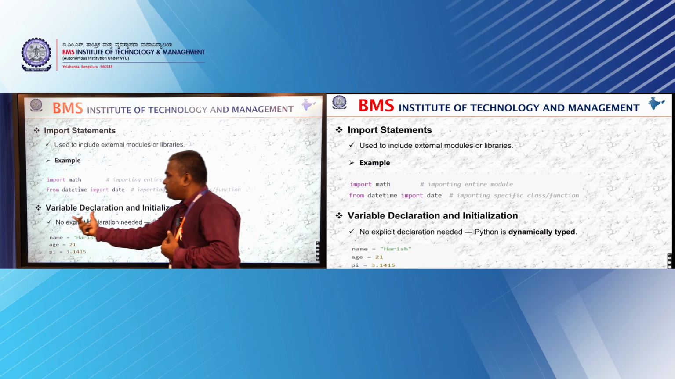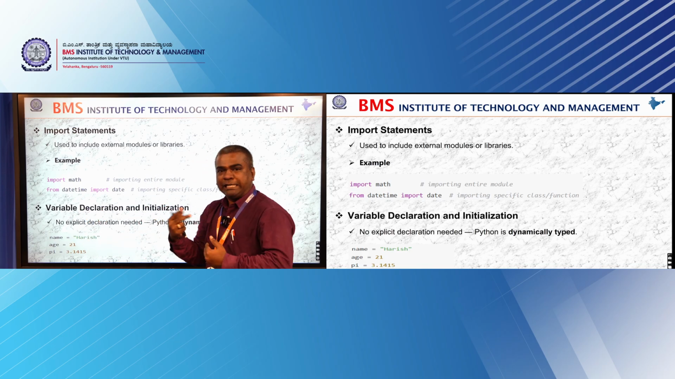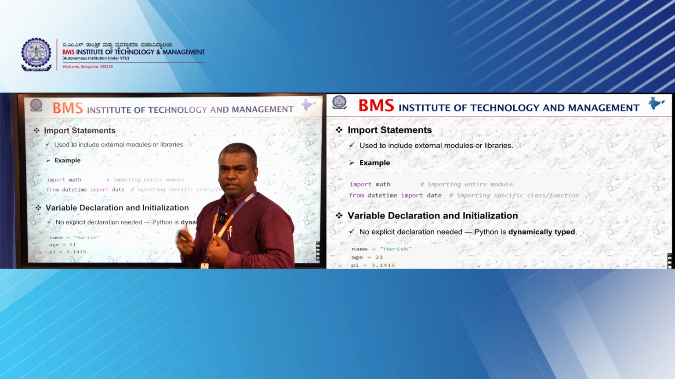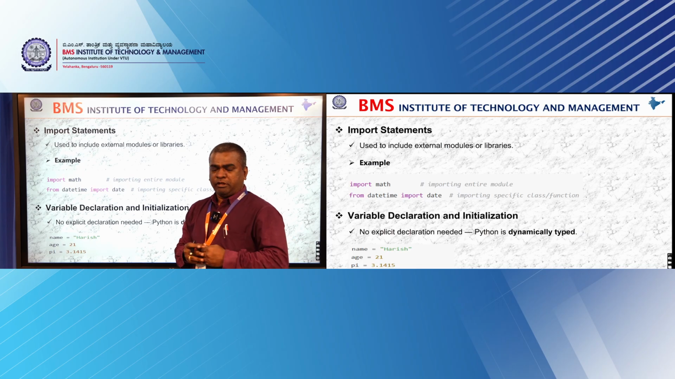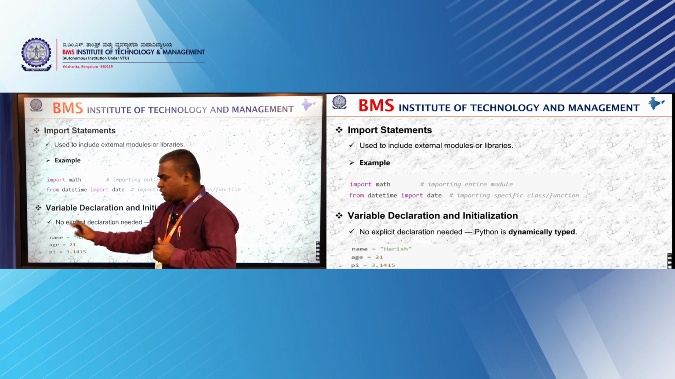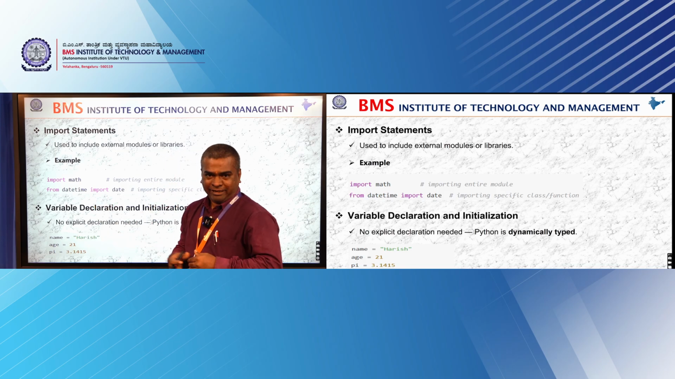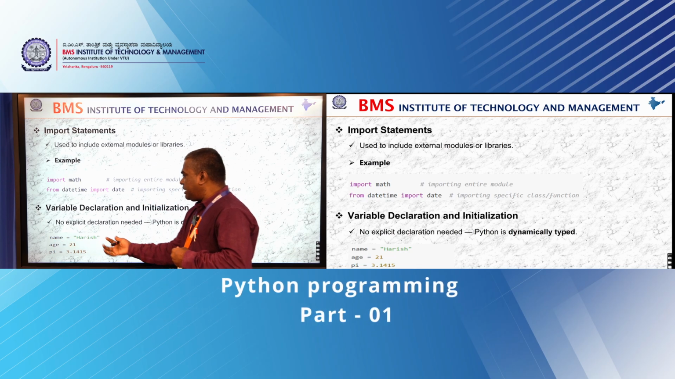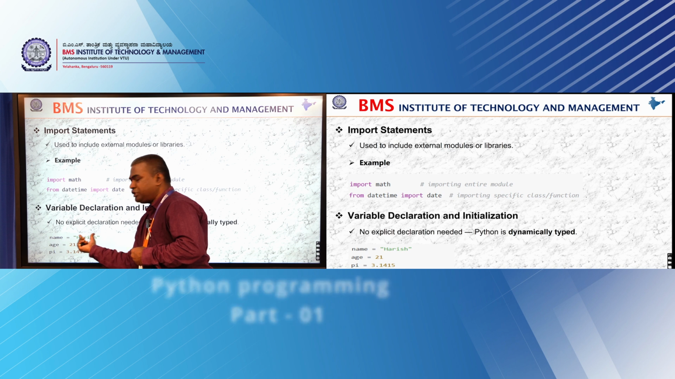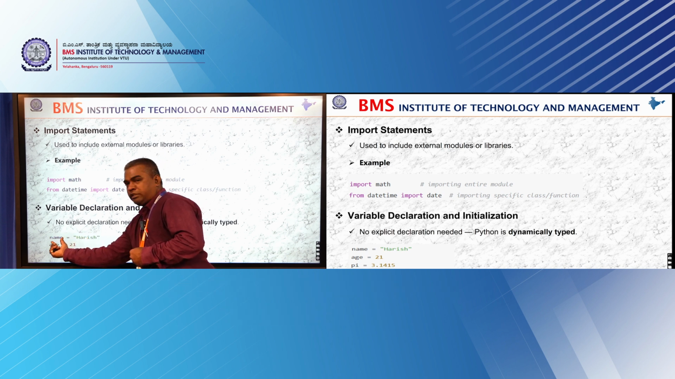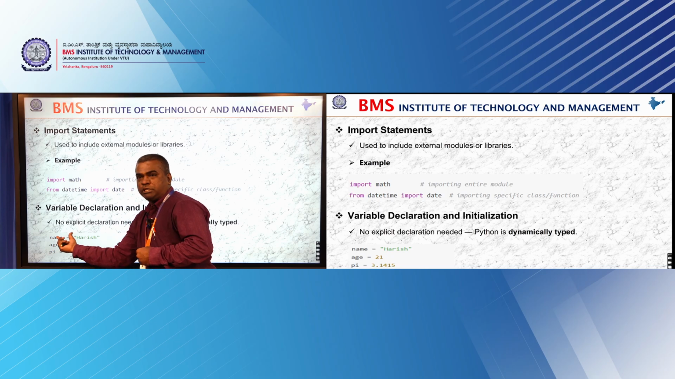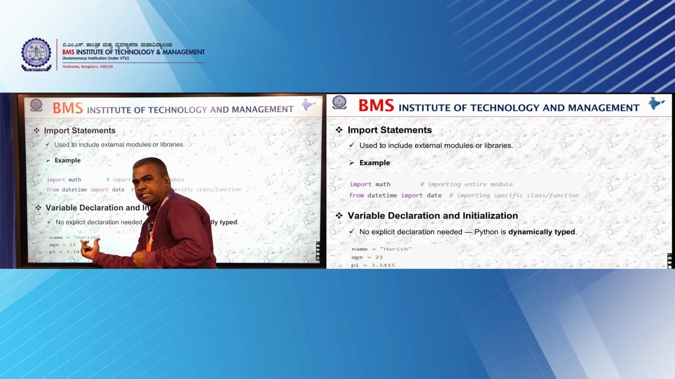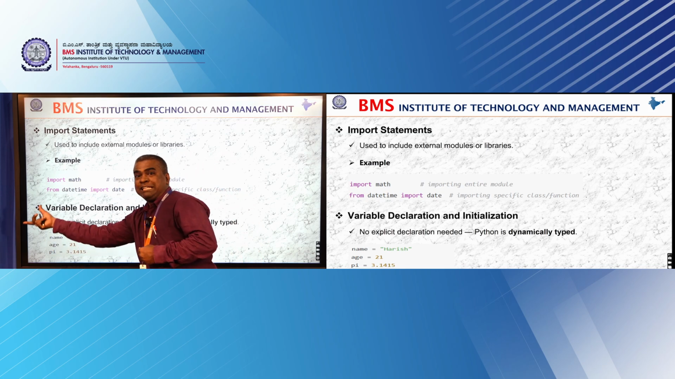Then, coming to the next section: how to declare a variable and how to initialize it. Here no explicit declaration is required in Python, because it is dynamically typed. Based on the input we give, the interpreter automatically comes to know what type of data it is. For example, I have given name is equal to Harish. As soon as Harish is assigned, this is an initialization. I'm not specifying the type of data, since it is dynamically typed. Harish is a string, so automatically name will be of string type.